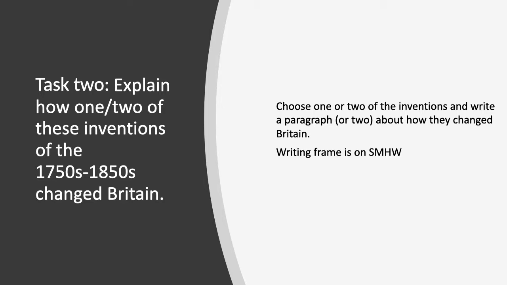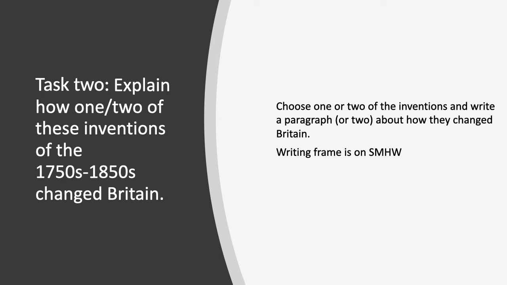Well done, year 8. So you've got a general overview of 4 of the inventions of the Industrial Revolution and the people who created them. So what I'd like you to do now is to take 1 or 2 of them and to write me a PEE paragraph or 2 PEE paragraphs explaining how their inventions had changed Britain.